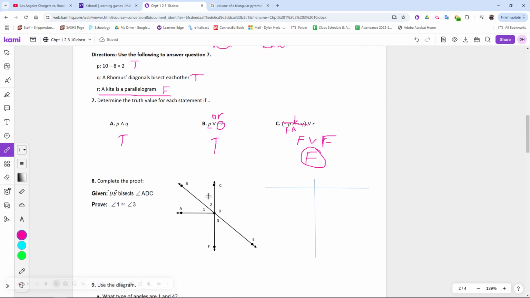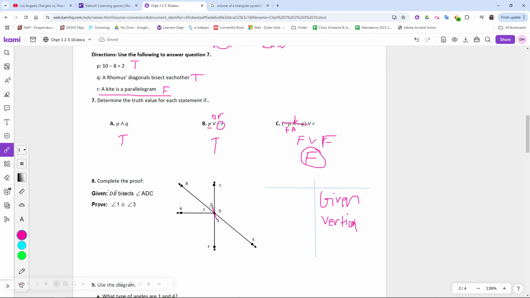This proof's pretty simple. Make sure you start with the given information, so copy down the given information. We're going to use two things in this proof. We're going to use vertical angles are congruent, so 2 and 3 are going to be equal by vertical angles are congruent, or just vertical angles. And then you're going to use something called the transitive property.